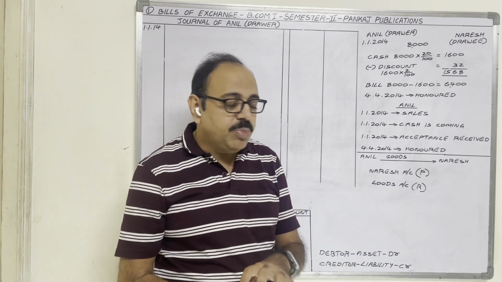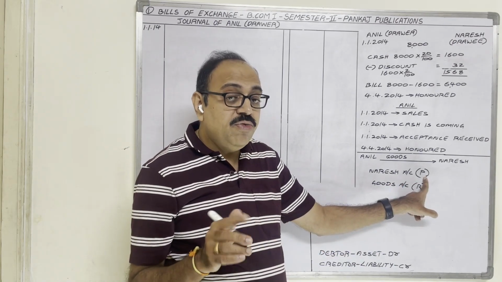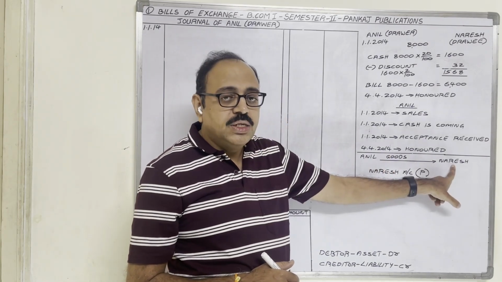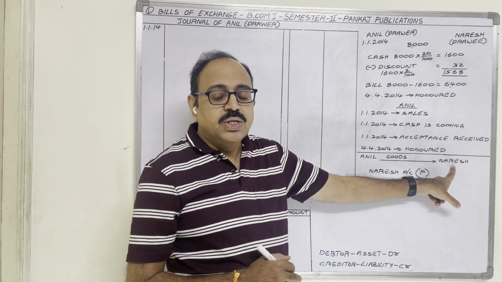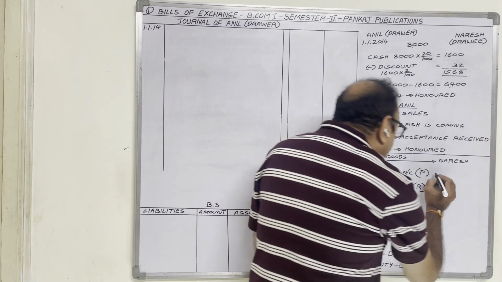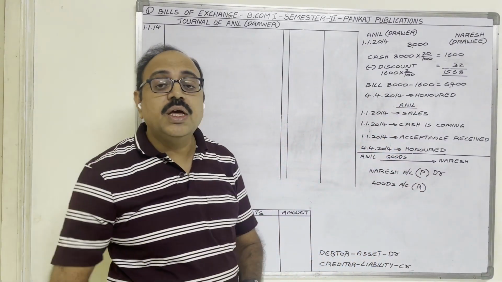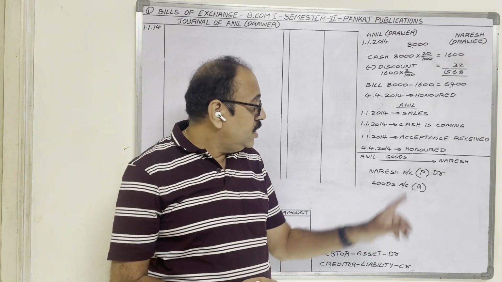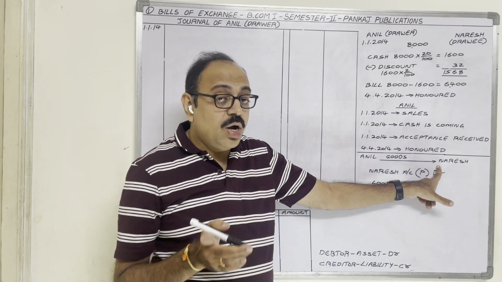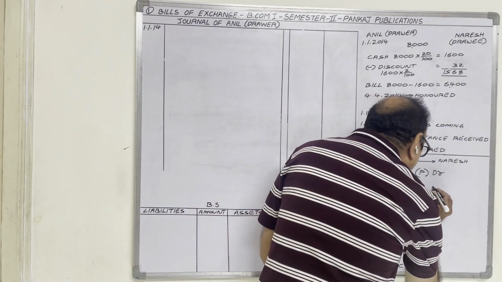Now these principles you have to apply here. Personal account principle: debit the receiver, credit the giver. Here we are giving goods to Naresh. Naresh is the receiver. So the first line is applicable: debit the receiver, debit Naresh account. Real account rule: debit what comes in, credit what goes out. Here from Anil goods are going, so the second line is applicable, credit what goes out. Goods are going, so we have to credit goods.